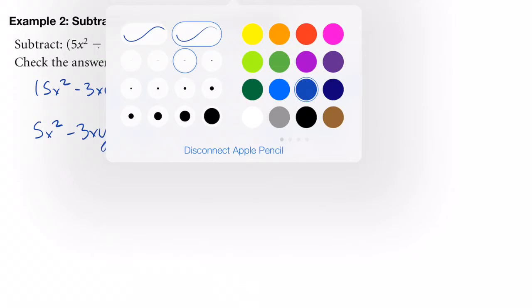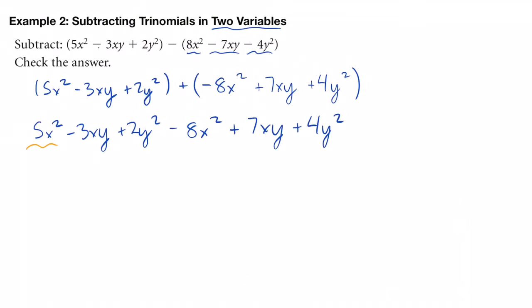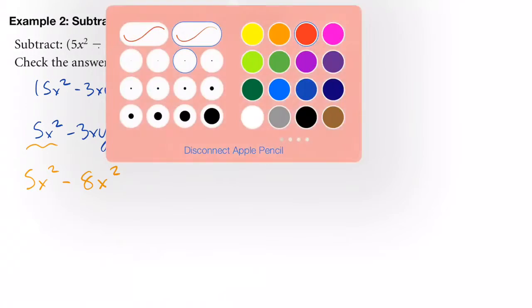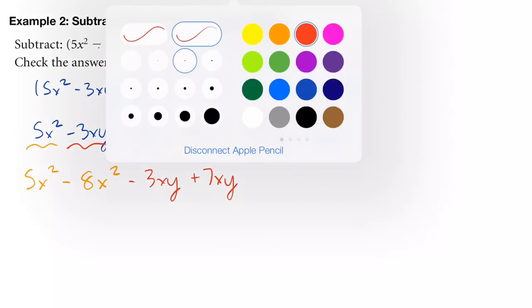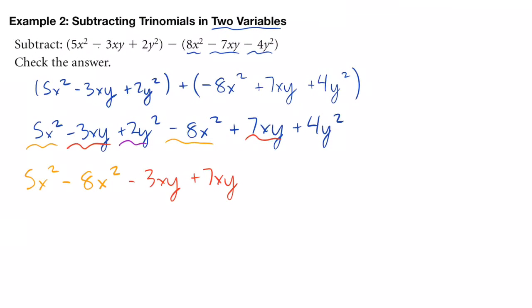Now I'm just going to find all of my x squareds. I have two of them: 5x squared and negative 8x squared. Put those two together. Next, we take our xy's: negative 3xy plus 7xy. And lastly, we take our y squareds at the end: plus 2y squared plus 4y squared.